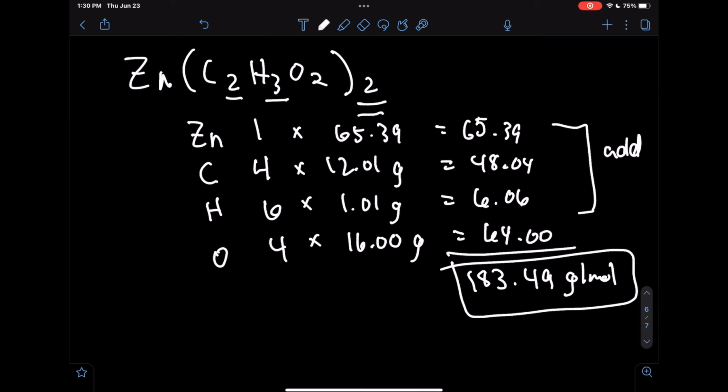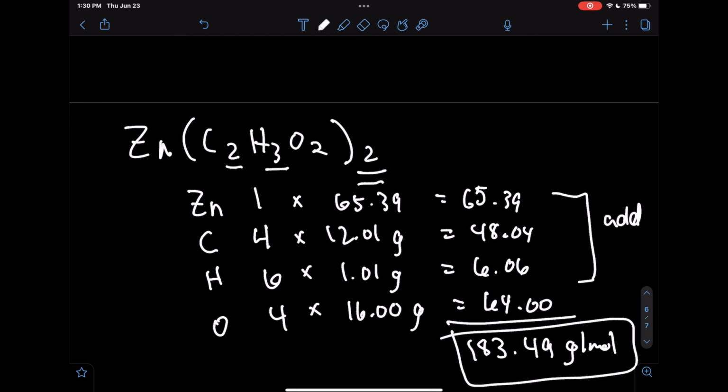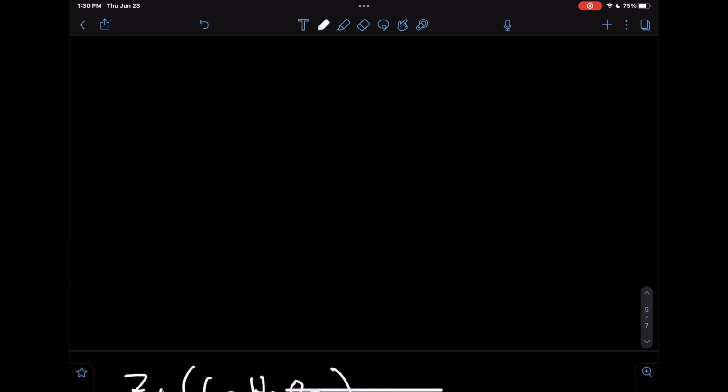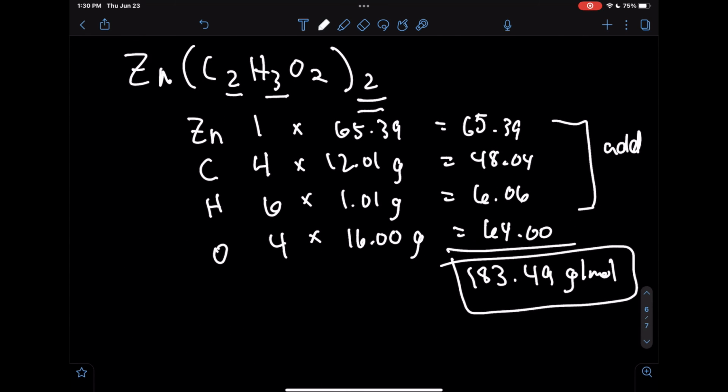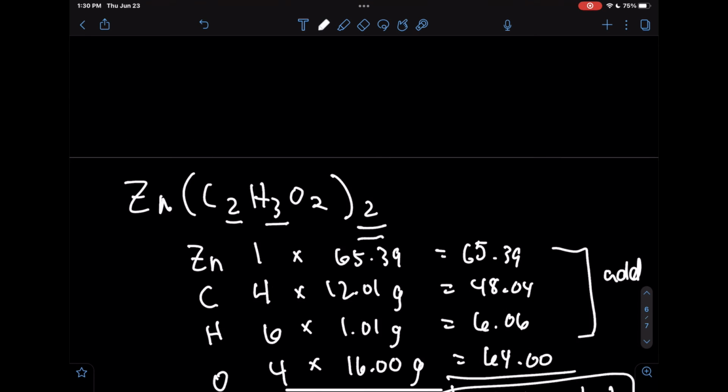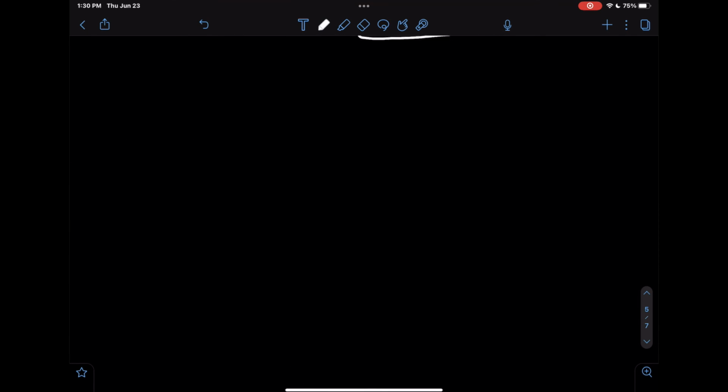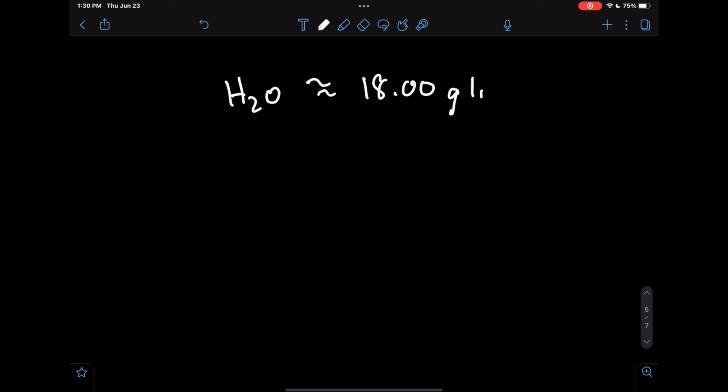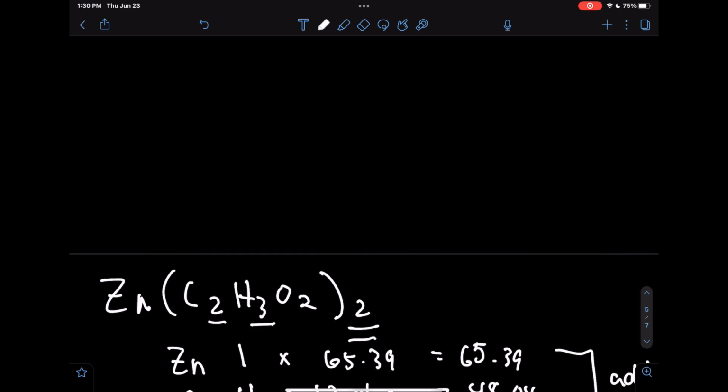As you can see, out of all these, it looks like this last one has the highest molar mass, which, 183 still isn't necessarily super big or super large, but compared to something like H2O, which has a molar mass of about 18, this is a pretty large molecule.